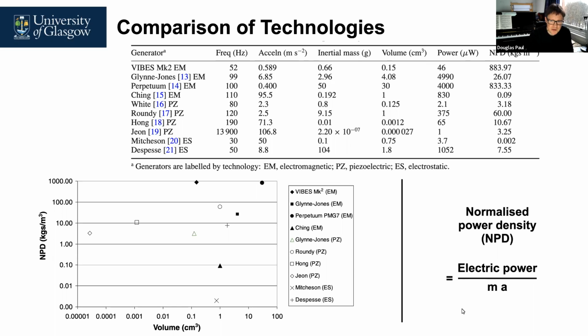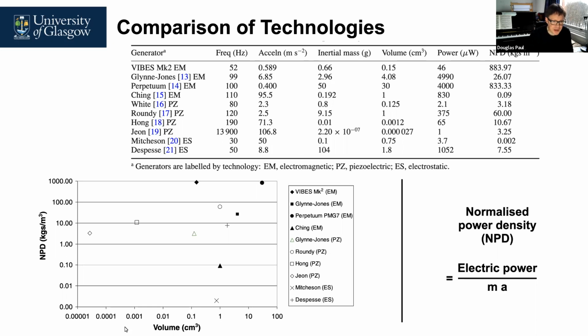So what Steve Beeby has done is try to get a figure of merit that he calls the normalized power density, to try and make a direct comparison between all these different techniques. What he's plotted is this normalized power density, and that's the electrical output power that they each generate. That's the value that you see here. So you see most of these are microwatts. There's a few, the Perpetuum one here, that's 4 milliwatts. But then you divide by the mass of your proof mass and the acceleration.